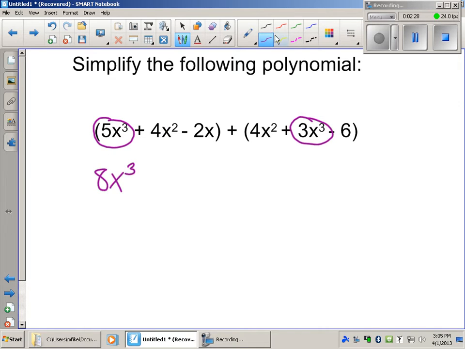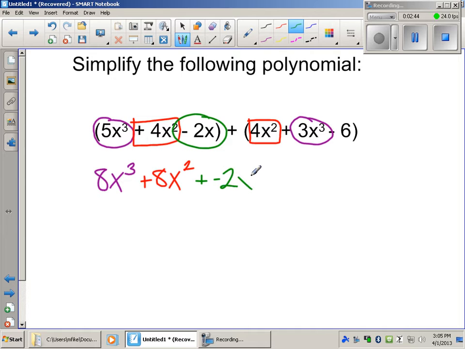I've got a positive 4x squared and another 4x squared. That will be 8x squared. Then I have negative 2x. I don't have anything to combine with that, so it's going to go along for the ride, as is this negative 6. So that would be my polynomial. I have added these polynomials together. I am just collecting like terms. So we'll do another one.